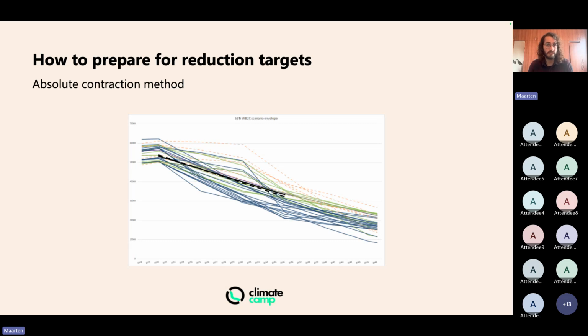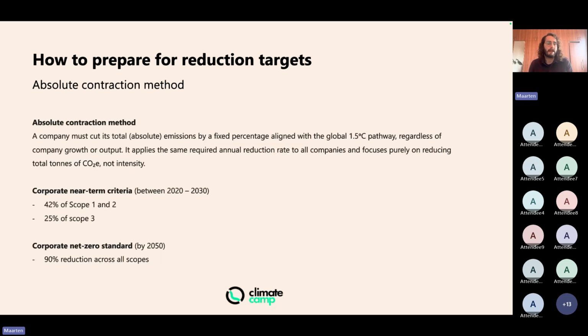The absolute contraction method is where they simulated hundreds of scenarios, with the 1.5 degrees scenario and the well-within-2-degrees-Celsius scenario, and then said, okay, for everybody it is equal. A company must cut its total absolute emissions by a fixed percentage aligned with the global 1.5 degrees pathway. So regardless of company growth or output, this amount of carbon reduction needs to happen, and it applies to all companies and focuses purely on total tons reduction of CO2 equivalent.